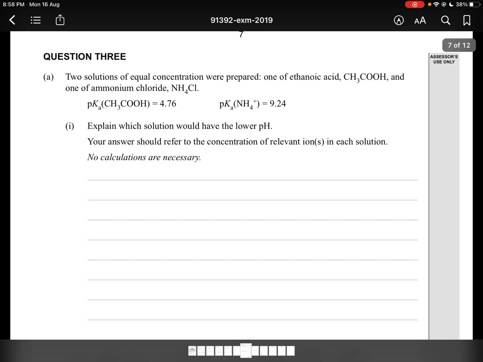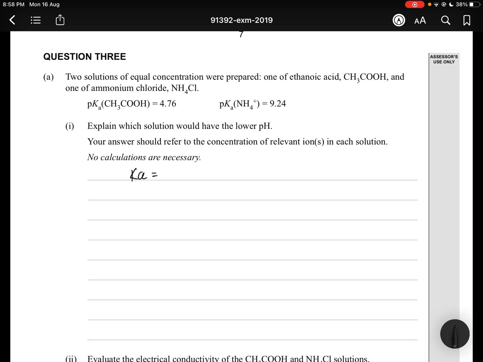So first things first, we need to understand what the Ka value is defined as. Ka is the acid dissociation constant, and that refers to how much of the acid will dissociate to give you its ions, which in this case would be the conjugate base and hydronium ions. So the larger the Ka value, the further the extent of dissociation of that particular acid, so the stronger it is. So we know that Ka is equal to 10 to the power of negative pKa.